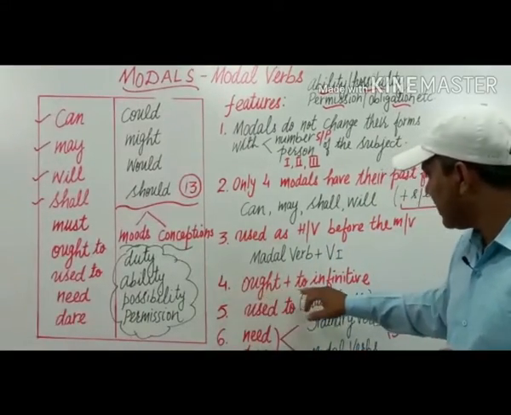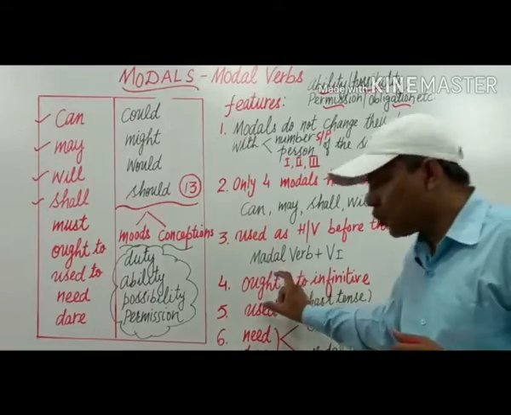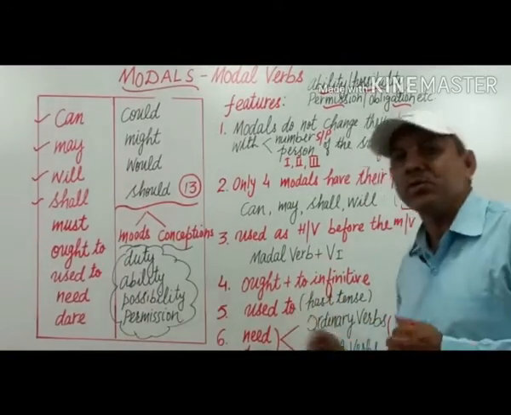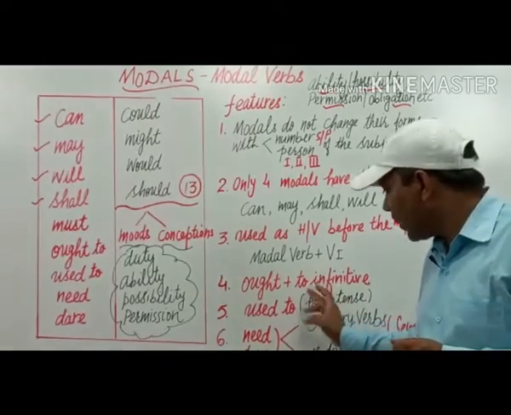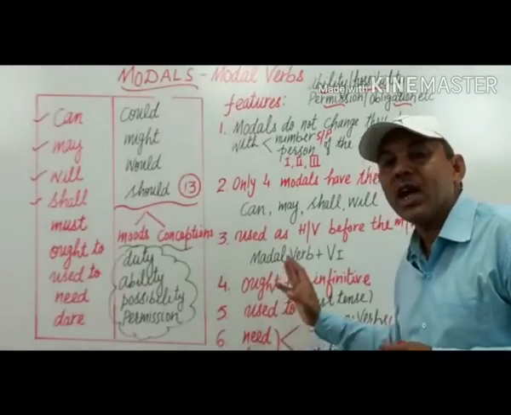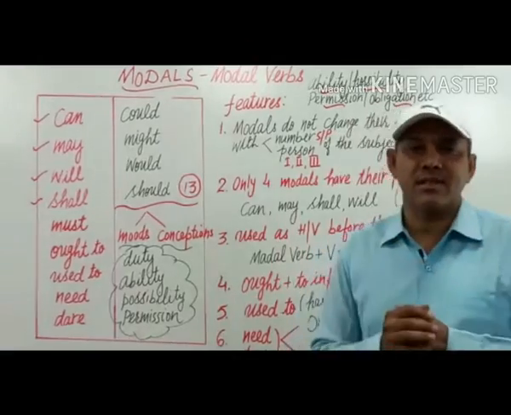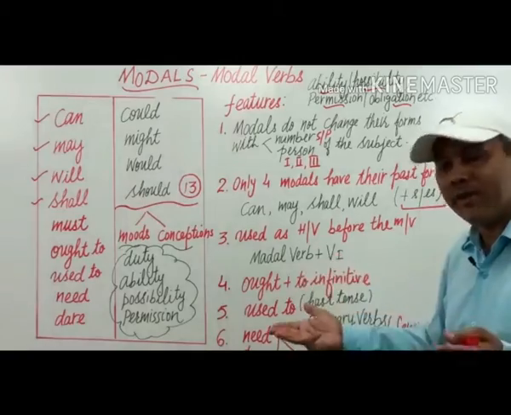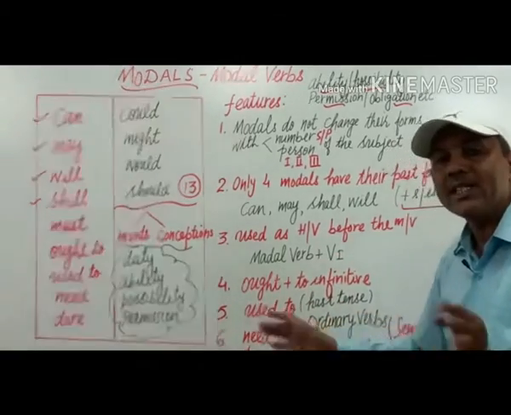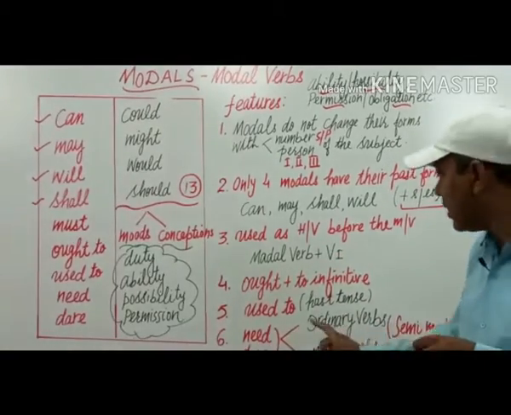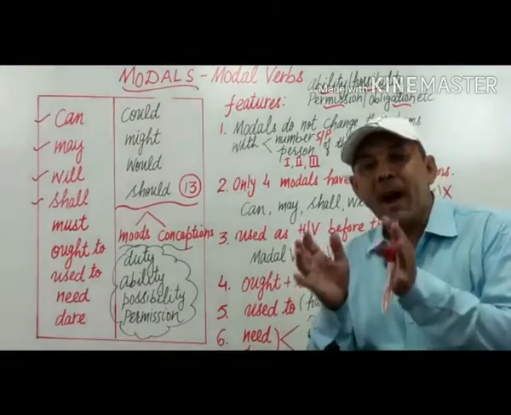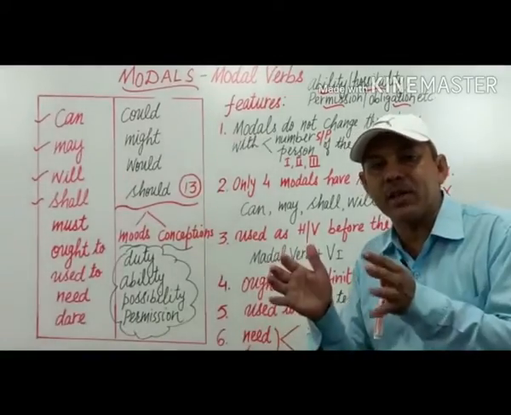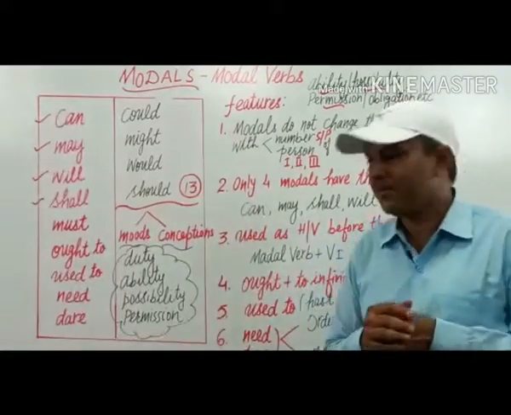Fourth is ought and used. These two modals are followed by to, or to is preceded with used and ought as modals. Ought plus to infinitive means to V1, and used to is a different modal verb which is used in past tenses only to express the habit of someone, habit of the past.